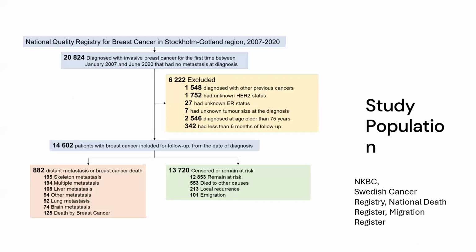The take-home slide. This is a big slide, but the take-home message is we started with a large study population, which was every woman diagnosed with breast cancer in the Stockholm-Gotland region from 2007 to 2020. We had a few exclusion criteria, but we still maintained enough people to do statistical analyses.